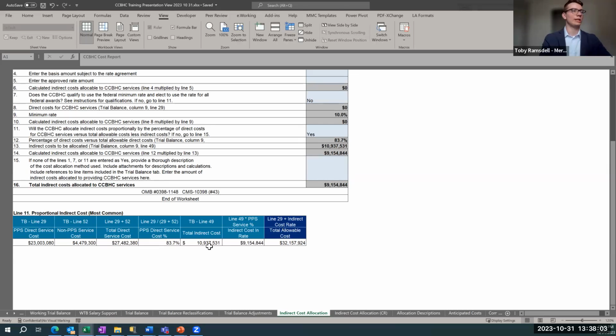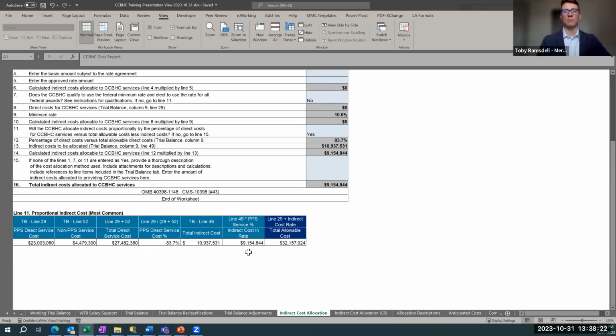Then the total indirect cost as reported on the trial balance line 49 is multiplied by the PPS direct service cost percentage, which gives you the indirect cost in the rate. So you can see this amount, this 9 million amount, will tie out to line 16. So that's how the math works.